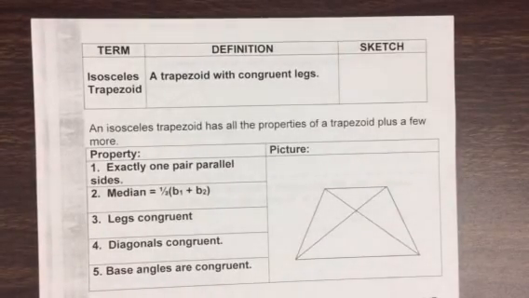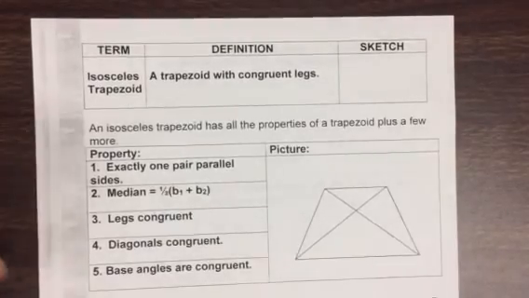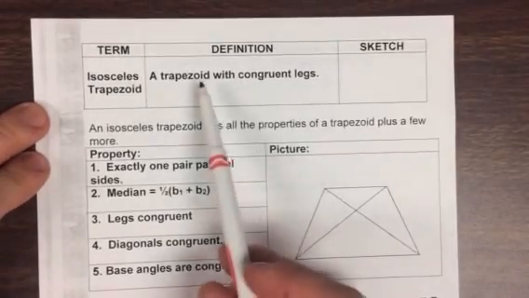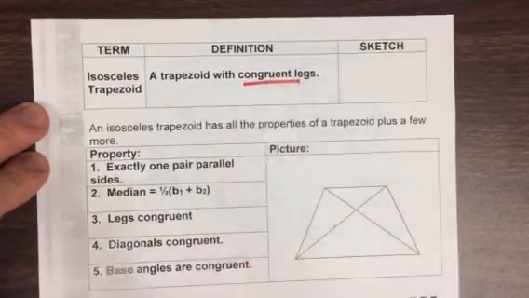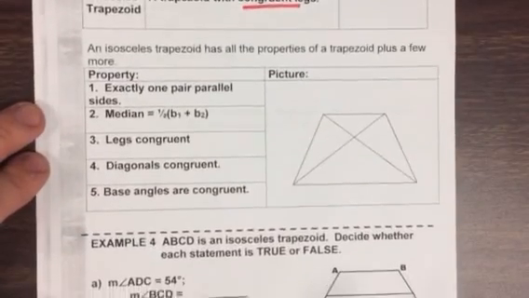Today we are talking isosceles trapezoids. We've already talked trapezoids with one pair of bases that are parallel. Now we're talking isosceles trapezoids where we have a pair of parallel bases and congruent legs. So let's look down at the picture below.